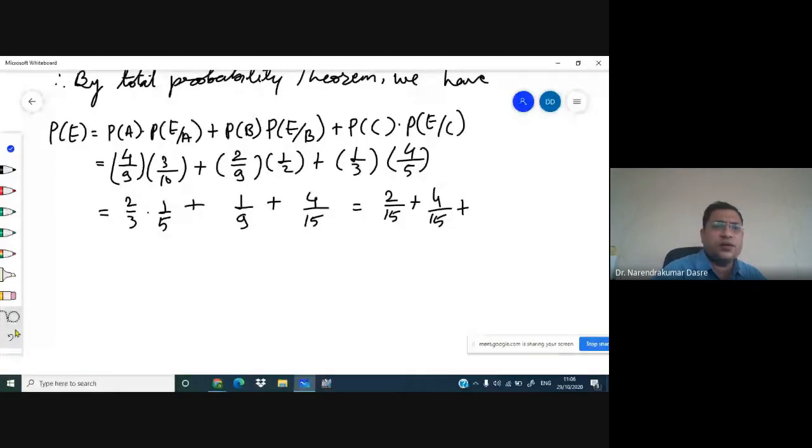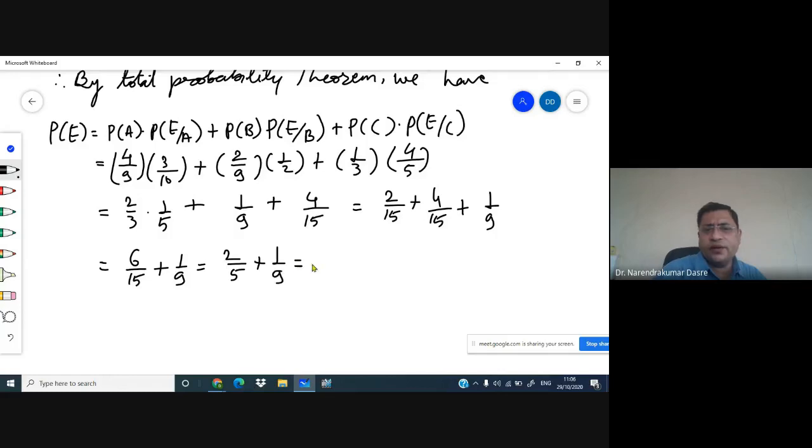So here this is going to be 1 by 9. Now this I can simplify: it is going to be 6 by 15 plus 1 by 9. So this I can write as 2 by 5 plus 1 by 9, and this is going to be 45, 18 plus 5. So taking the LCM, it becomes 23 by 45. So we got the probability that we will get admission into the same engineering college, and that will be 23 by 45.